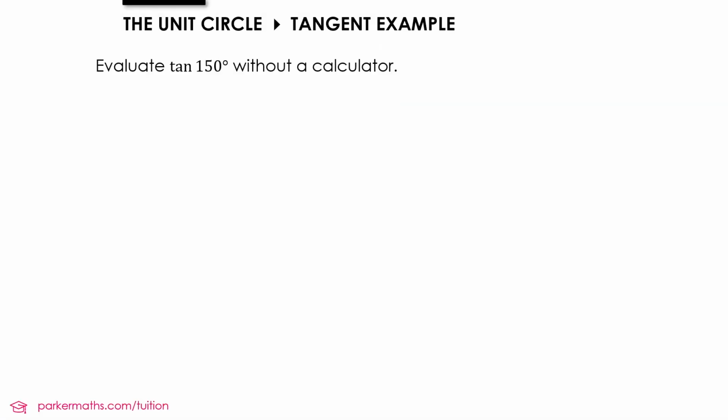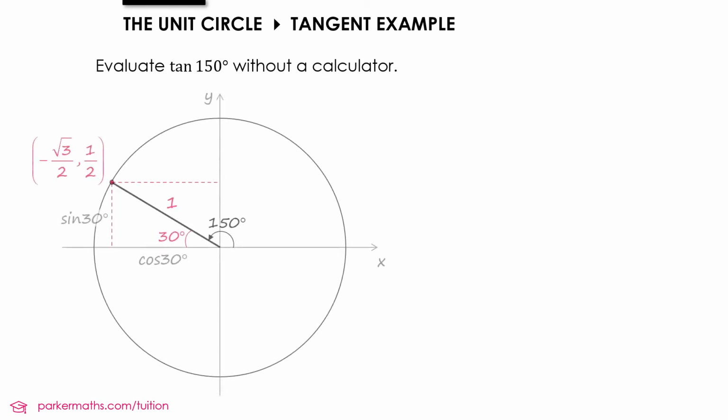Let's have a look at how we might use this identity then to evaluate the tan of 150 degrees without a calculator. In a previous example, we drew a unit circle diagram to find sine and cos of 150. That's what you can see on the screen here. And we found that sine 150 was a half and cos 150 degrees was negative root 3 over 2.